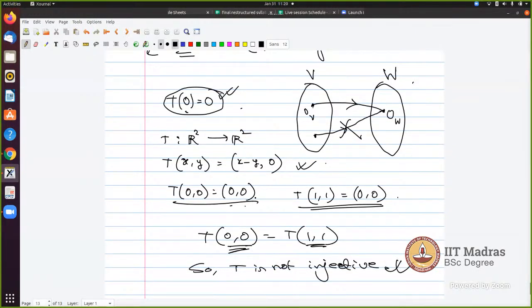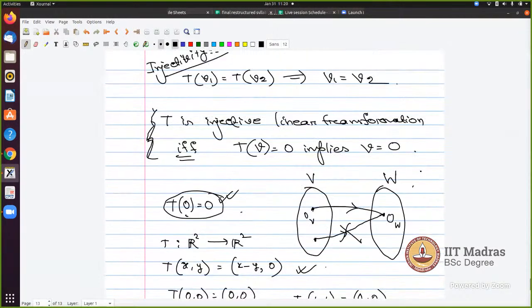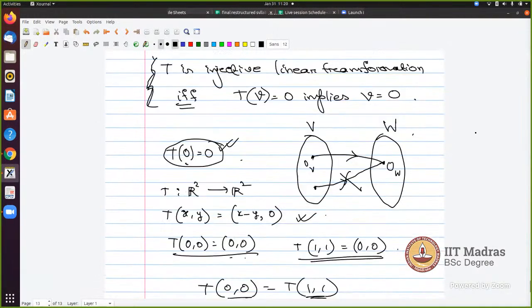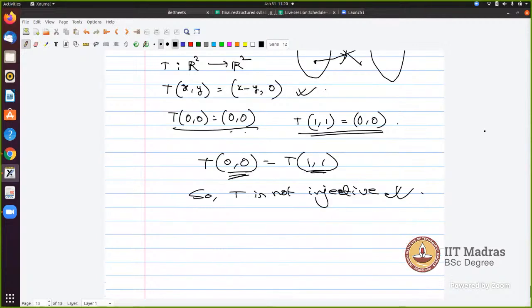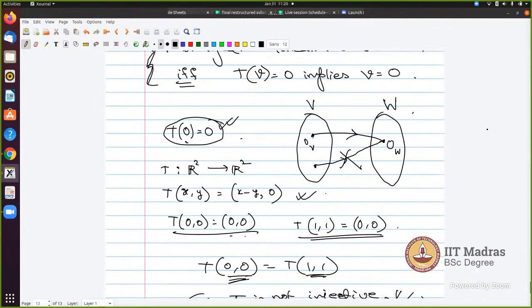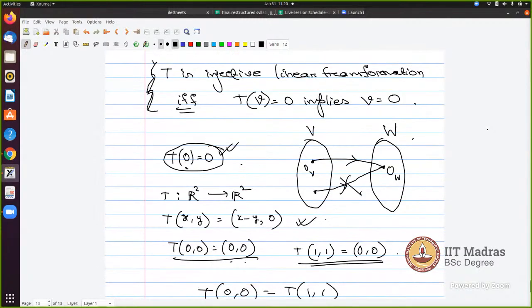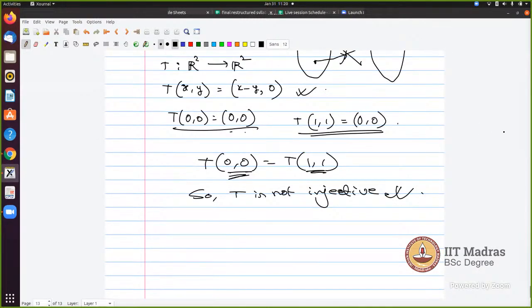So I am seeing one example where two different vectors are going to 0, and so clearly that is not injective. But this statement is saying the converse is also true. That means if T is injective, then there do not exist two vectors which are going to 0. Okay, so let me prove this statement. This example is clear, right?